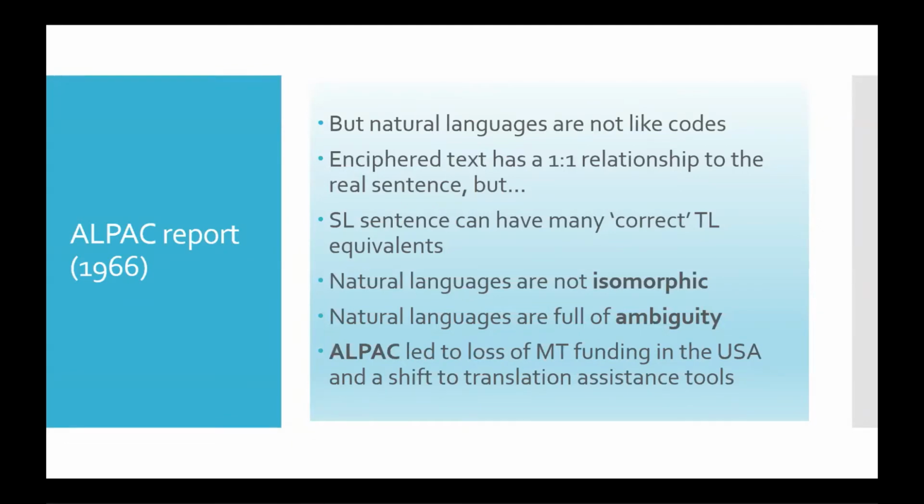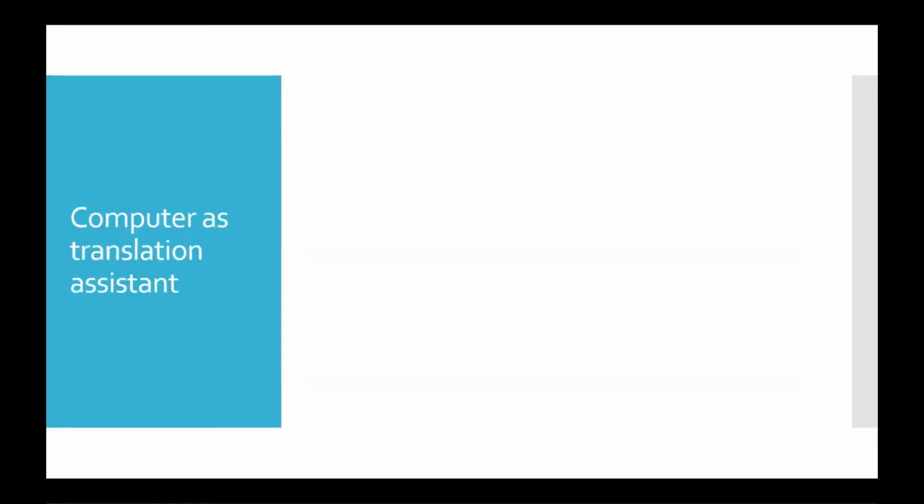So as a consequence of the ALPAC report, machine translation funding in the USA pretty much stopped, although it carried on in other countries. And instead, the attention shifted to what they started to call translation assistance tools. So let's look at what a computer can do to assist the translator, to help the translator in her or his work.